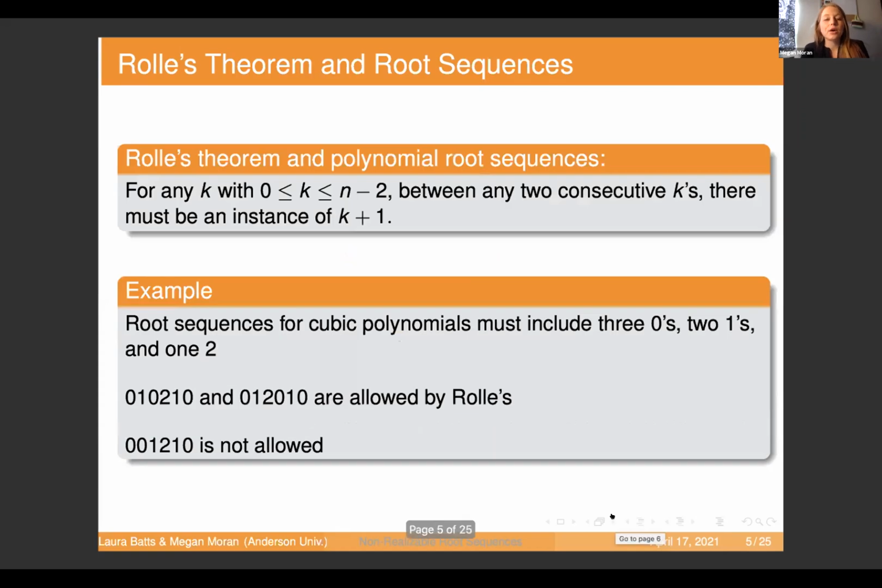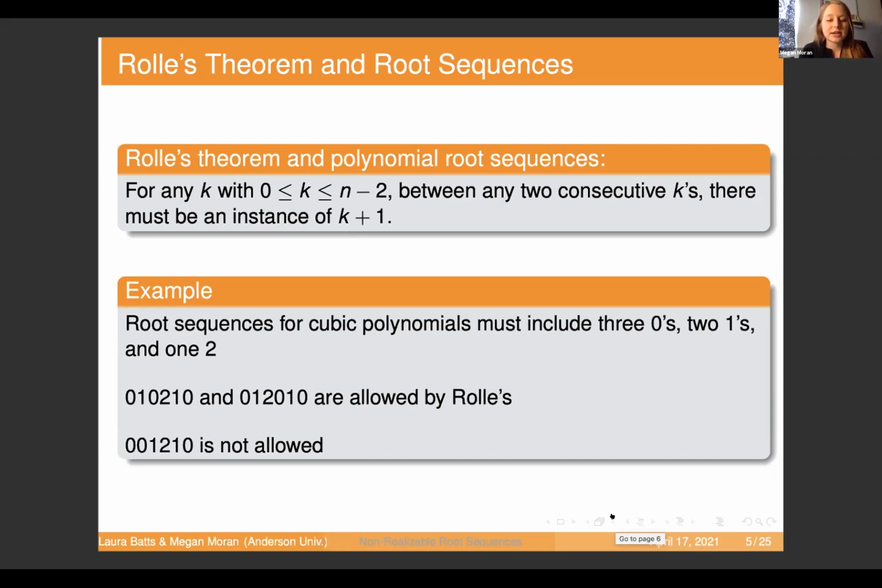And then we want to do some more notation and understanding about how we're making these root sequences. So Rolle's theorem and these polynomial root sequences give us that for any k between 0 and n minus 2, between any two consecutive k's, there must be an instance of k plus 1. And this just means that we have to have ones in between zeros, twos in between ones, and this is better demonstrated by this example down here at the bottom.